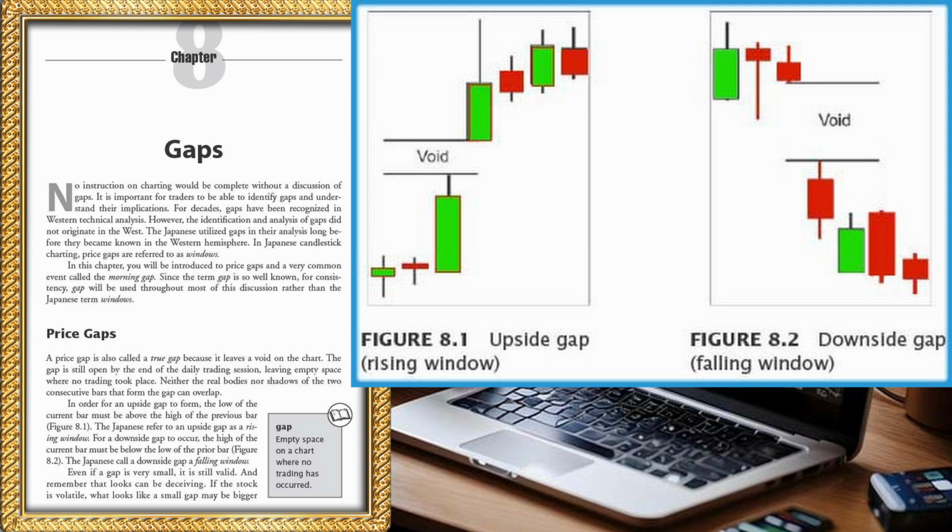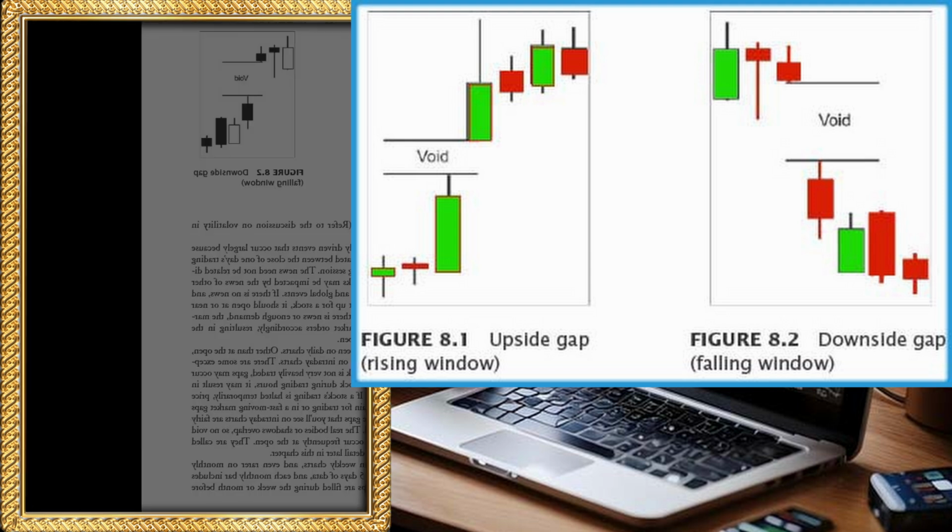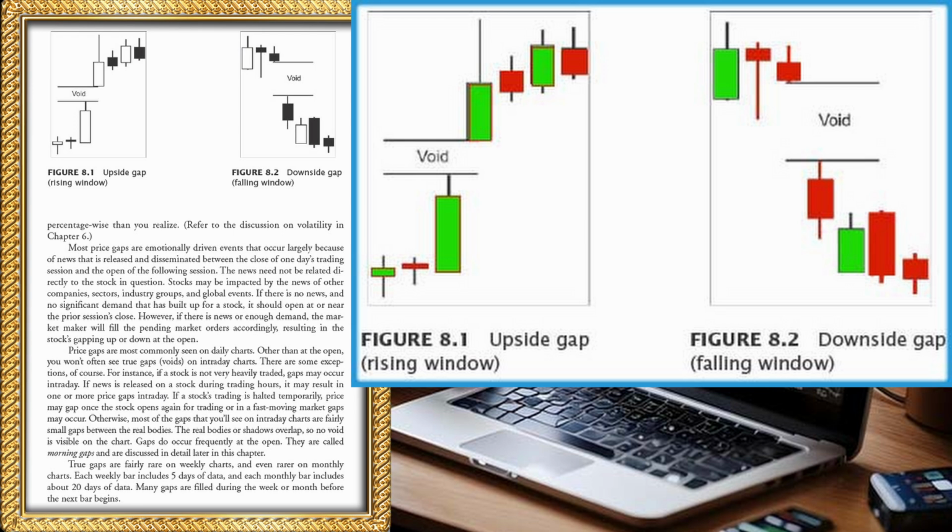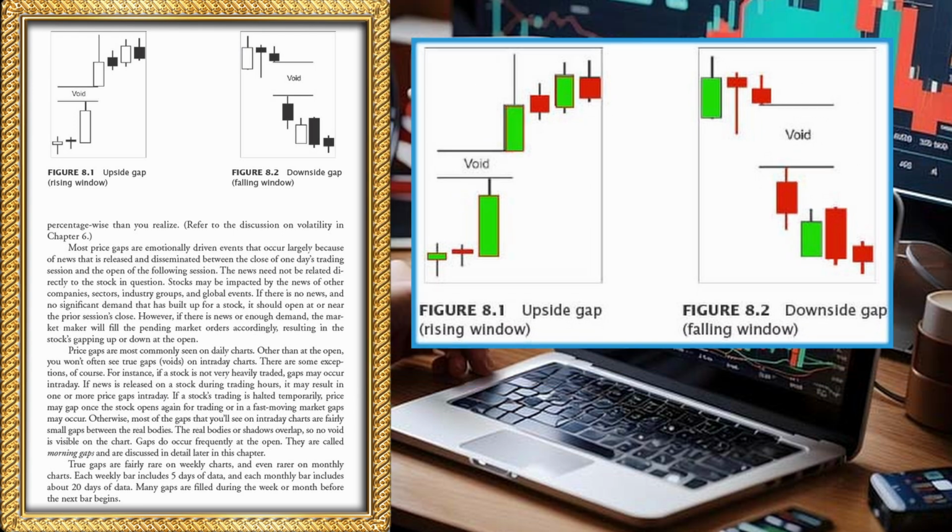Even if a gap is very small, it is still valid. And remember that looks can be deceiving. If the stock is volatile, what looks like a small gap may be bigger percentage-wise than you realize. Refer to the discussion on volatility in Chapter 6.